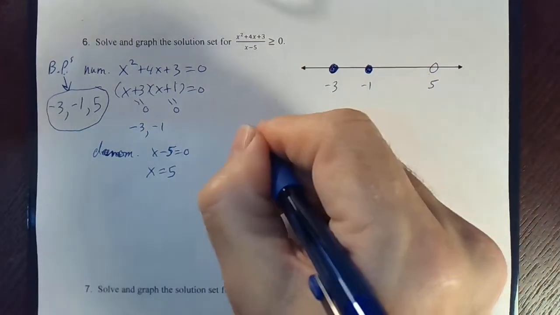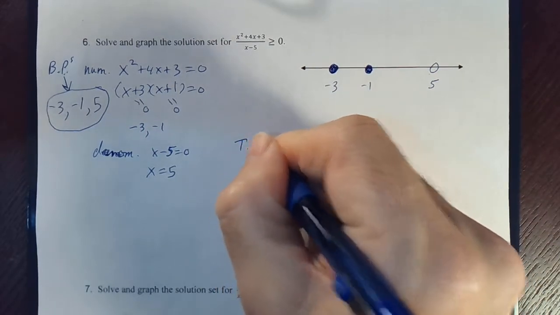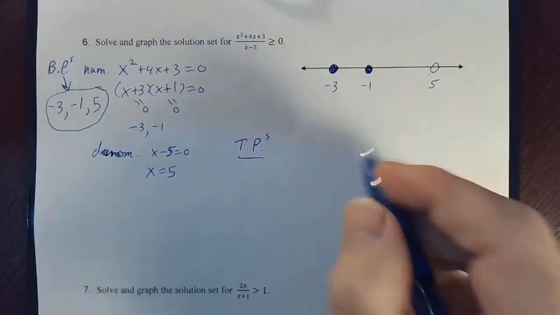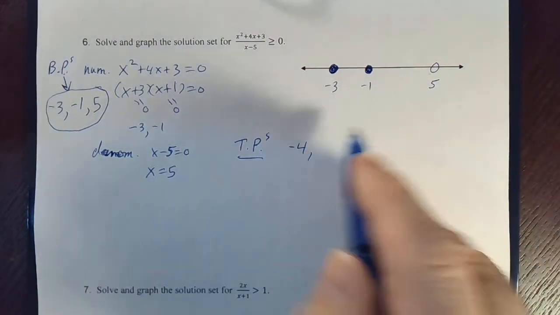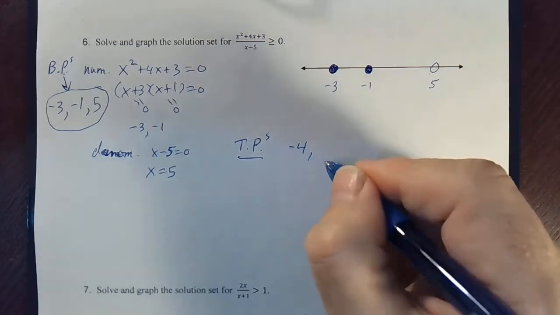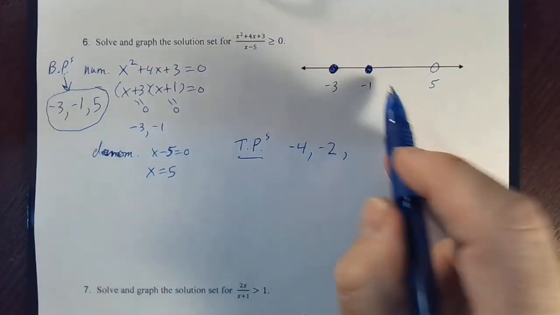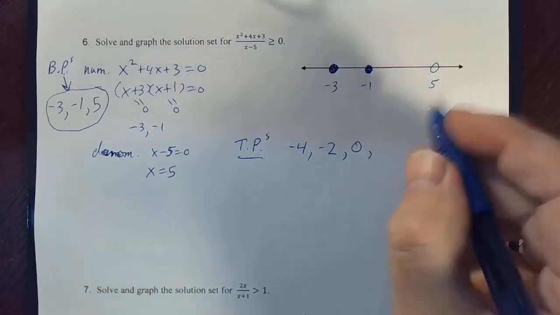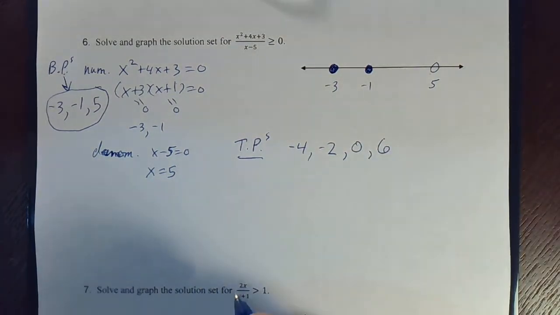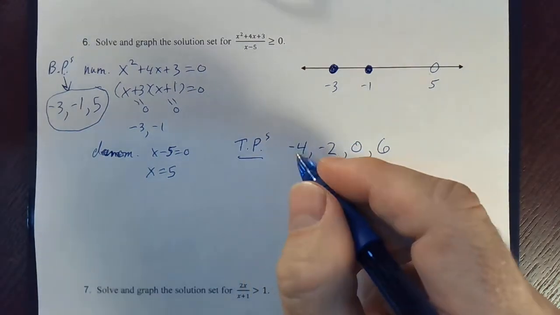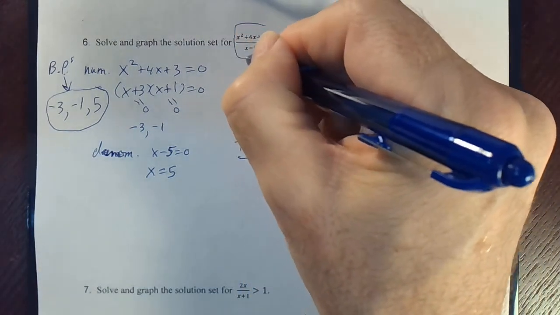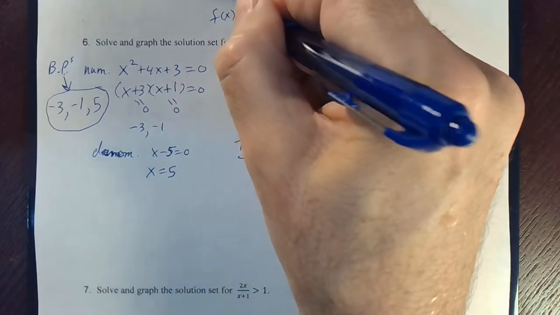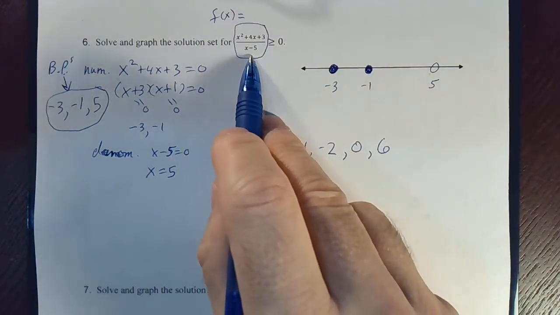Okay, let's pick our test points. Pick a test point over here, maybe -4. In between here, maybe -2. And in here, we can get a 0. And over here, we can get 6. And now I need to compute, and I didn't write down, but we're going to call this the function f of x that I've circled here.